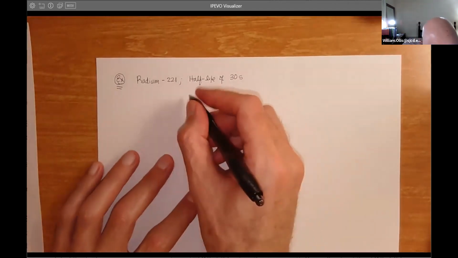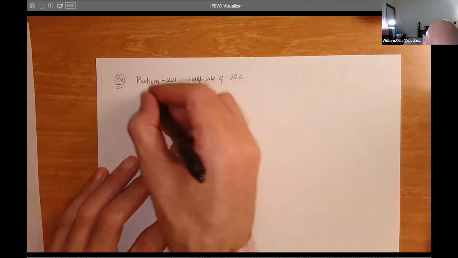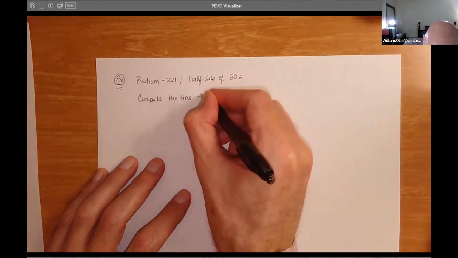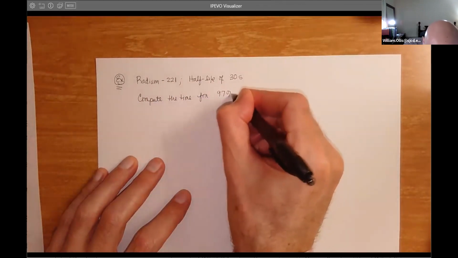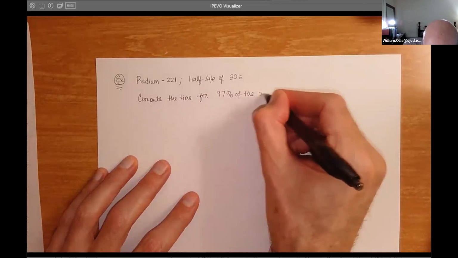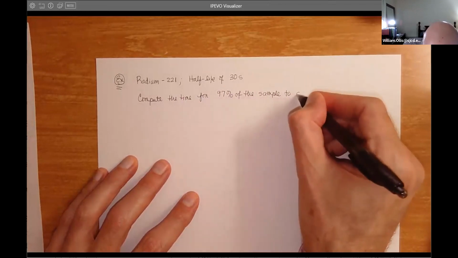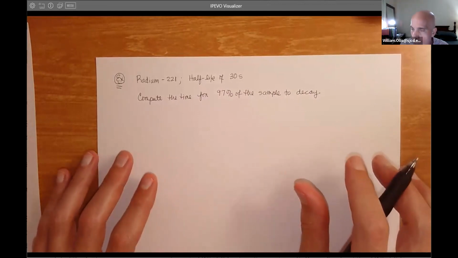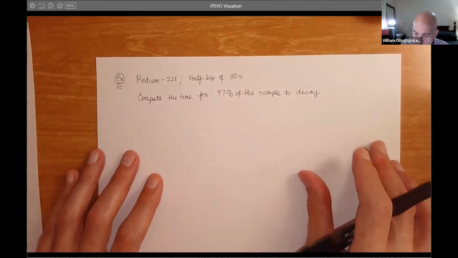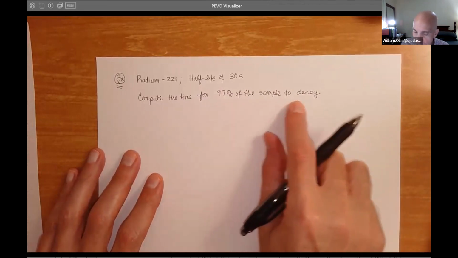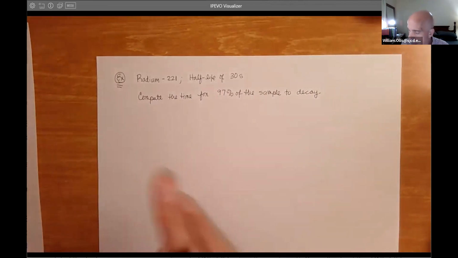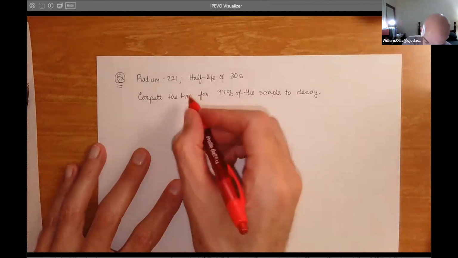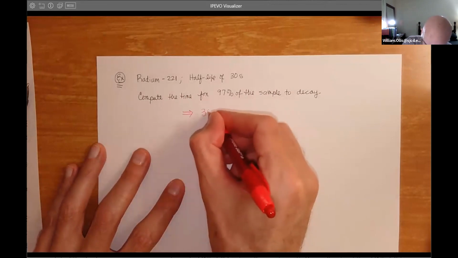And then we have, so compute the time for 97% of the sample to decay. So again, we've got a sample, or maybe, we've got something that's infused with radium, and we just want to figure out if 97% of the sample decays, how long does that take? And the key to this problem is interpreting the hypothesis. If 97% of the sample has decayed, this implies, well, how much is left? 3% remains.